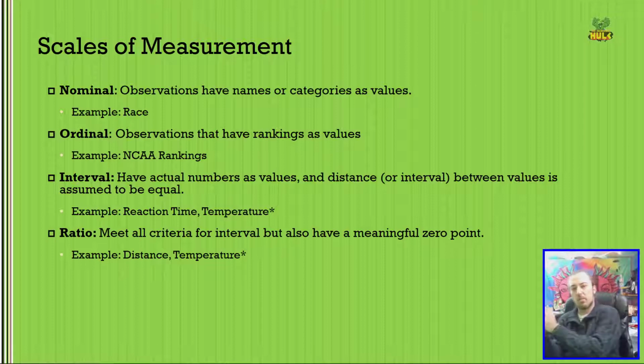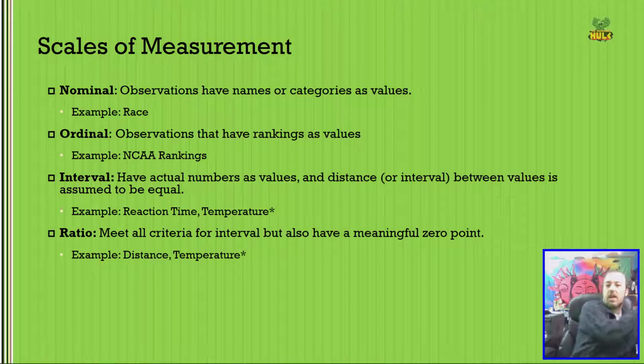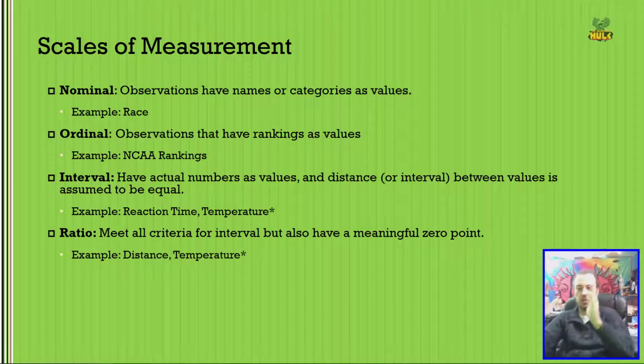In this case, the points on the scale have an order, but the spacing between each of the points is uneven. If that spacing is even, now we're talking about an interval scale of measurement. There's actual numbers as values, which we can sometimes see in ordinal as well. The distance or interval between the values is assumed to be equal.